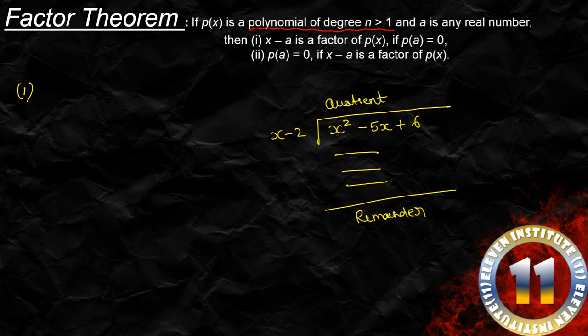Now we have studied in the previous video lecture that if the remainder is 0, then x minus 2 is a factor of p(x). If the remainder is 0, then x minus 2 is a factor of p(x), right? After solving such sums, what we did was we didn't do division, we directly wanted to find the remainder.